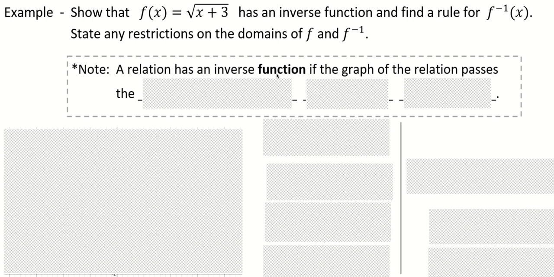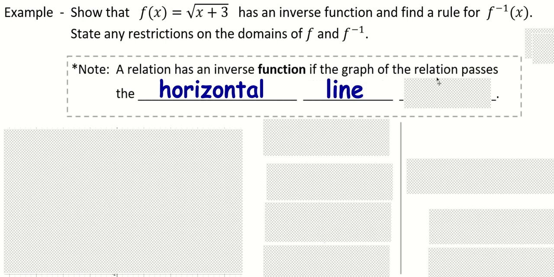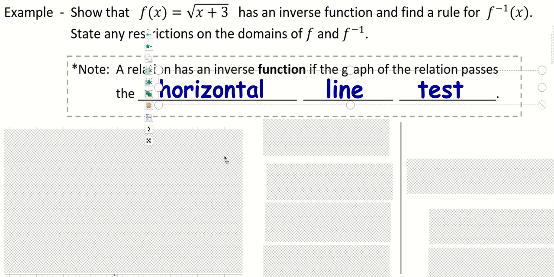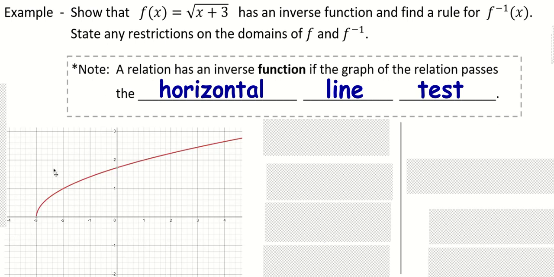meaning the inverse qualifies as a function, if the graph of the original relation passes the horizontal line test. That's right, the horizontal line test. You have experience in your past with something called the vertical line test. Well, there is also a horizontal line test. And that's the test to see if the inverse of whatever you're doing the horizontal line test on, like this graph, is a function. See, this is the original f function, the square root of x plus 3. If this graph passes the horizontal line test, then the inverse of this is going to qualify as a function.